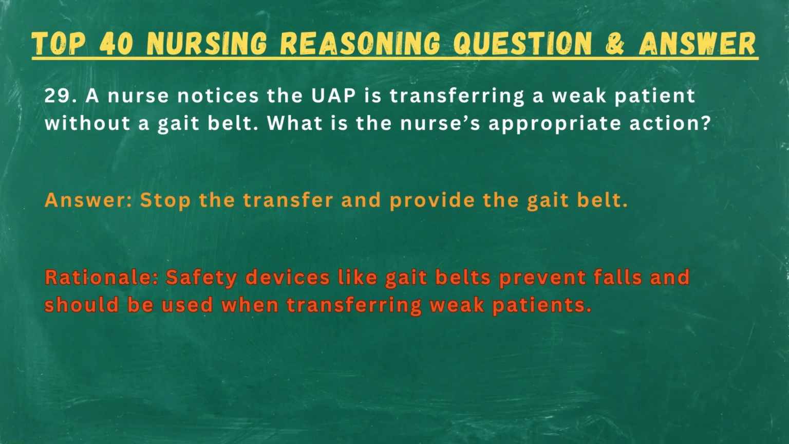29. A nurse notices the UAP is transferring a weak patient without a gait belt. What is the nurse's appropriate action? Answer. Stop the transfer and provide the gait belt. Rationale. Safety devices like gait belts prevent falls and should be used when transferring weak patients.